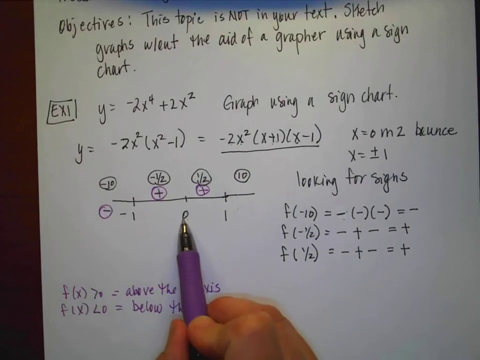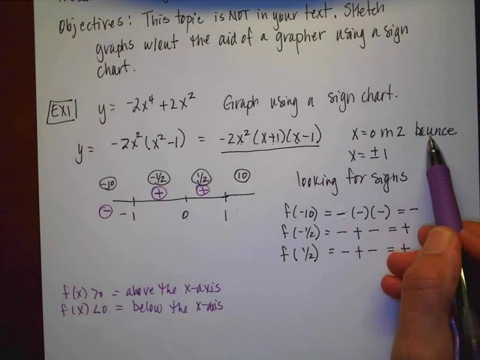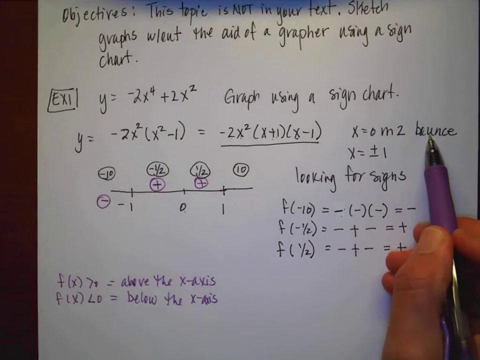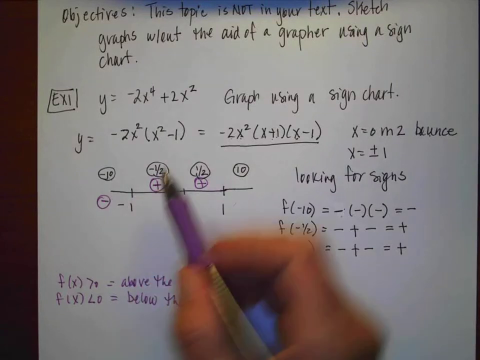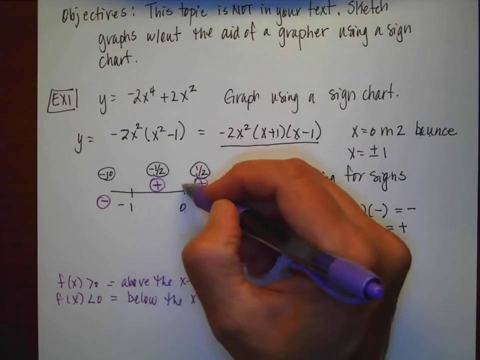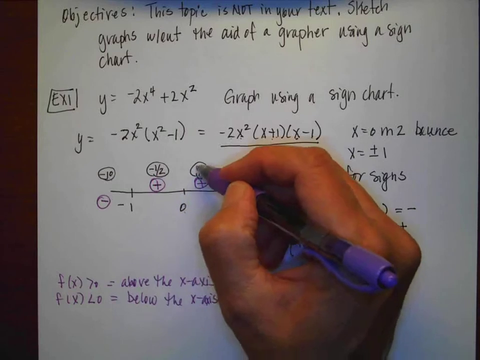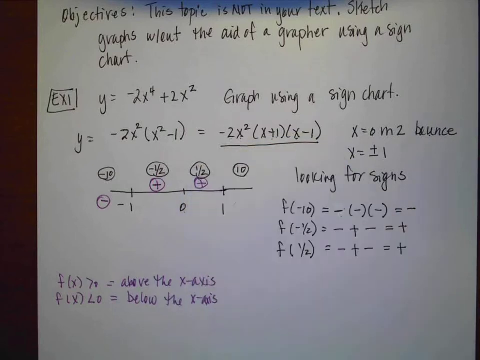So when we started and we put this here, we noticed that we had a bounce, but I said that we don't know if it bounces up or it bounces down. Well, now I know that the function is going to bounce up because the function is going to be positive, it's going to bounce, and it's going to stay positive.